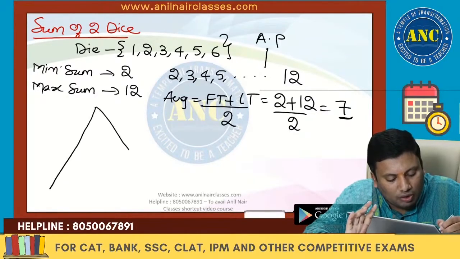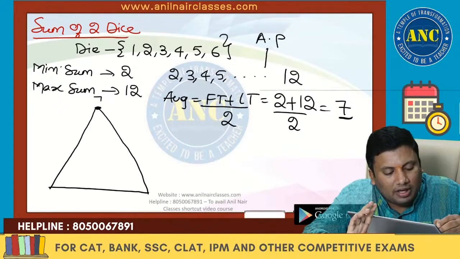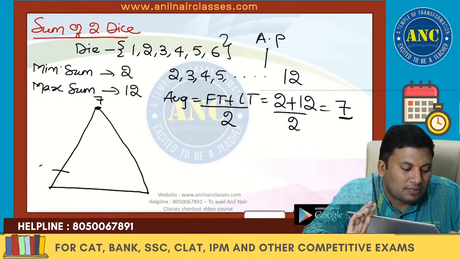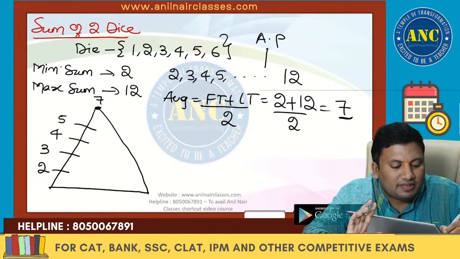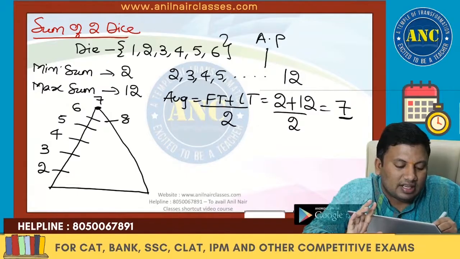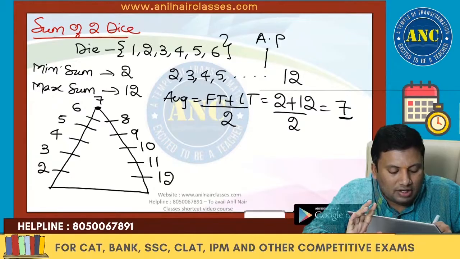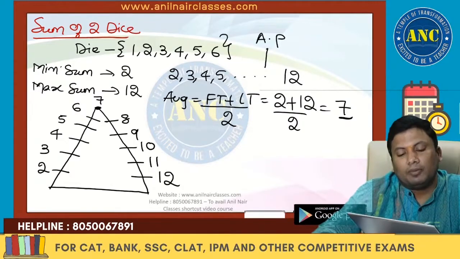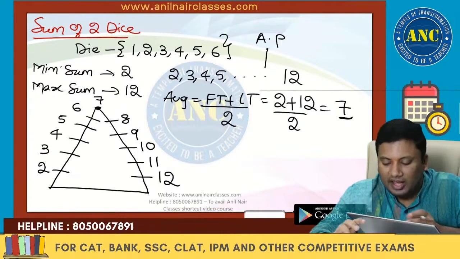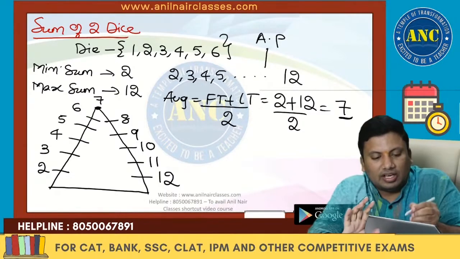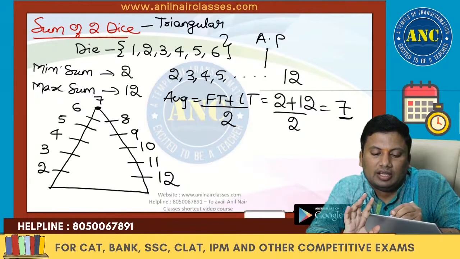I will explain it through a triangle. Draw a triangle. The top is nothing but the average, which is 7. Minimum sum is nothing but 2. 2, 3, 4, 5, 6 on one side, and 8, 9, 10, 11, 12 on the other. I will tell you why I am drawing the triangle. Minimum sum is 1 plus 1, 2. Maximum sum is 6 plus 6, 12. Average is 7. This is nothing but a triangular method. Triangular method of finding the sum of 2 dice.